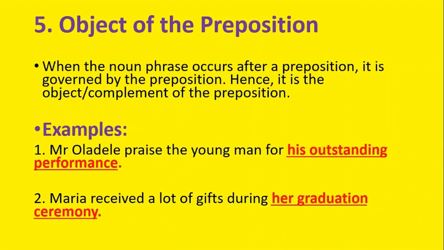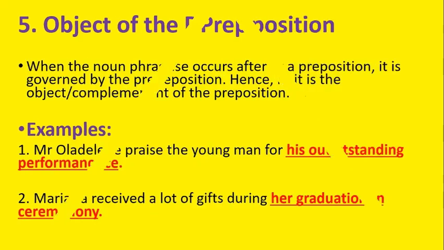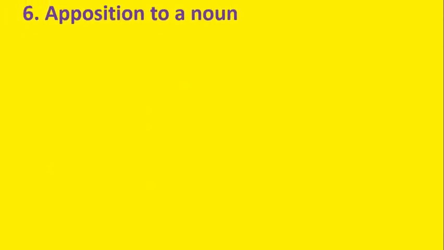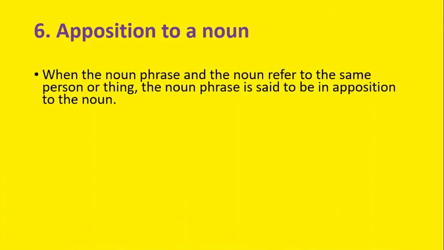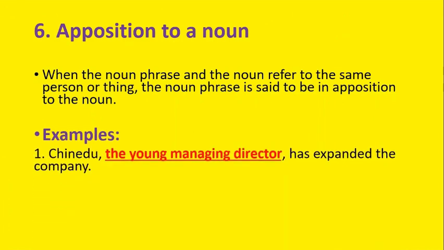Maria received a lot of gifts during a graduation ceremony. A graduation ceremony is the noun phrase and is coming after the preposition during, which is controlling it. So it is the object of that preposition. And finally, we have the sixth grammatical function of a noun phrase: it functions as apposition to a noun. And how does it do this? When the noun phrase and the noun refer to the same person or thing, the noun phrase is said to be in apposition to the noun.